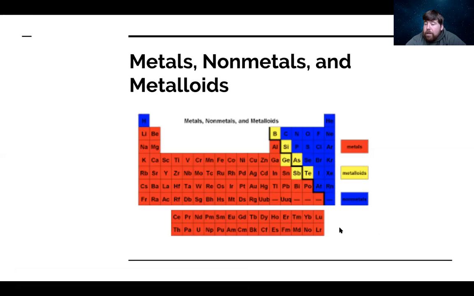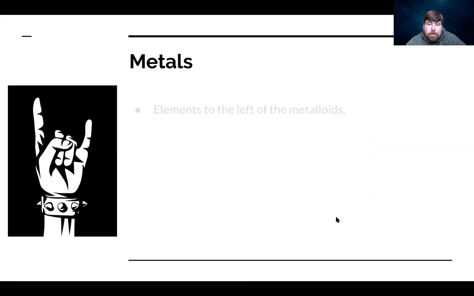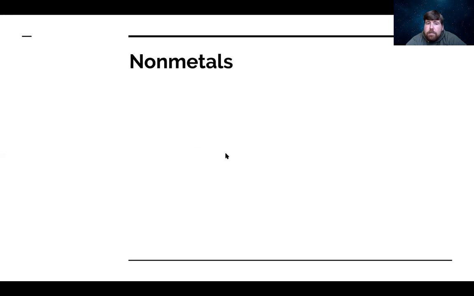So let's go ahead and start with metals, identifying some of the most key and important features of the elements that exist on like 75% of the periodic table. So once again, metals are to the left of the metalloids. Metals absolutely can conduct electricity and heat. Metals are also malleable, ductile, and lustrous. Malleable refers to the ability for these substances to be hammered into sheets. Ductile refers to the ability for these substances, metals, to be pulled into wires. And lustrous refers to their shininess.